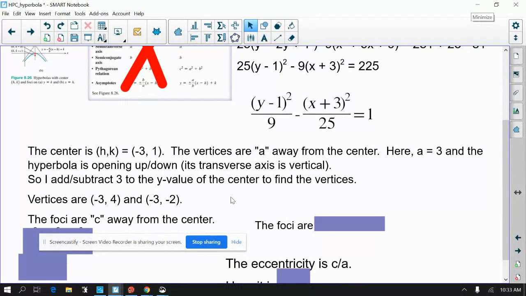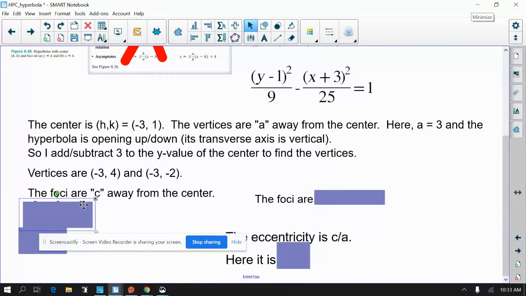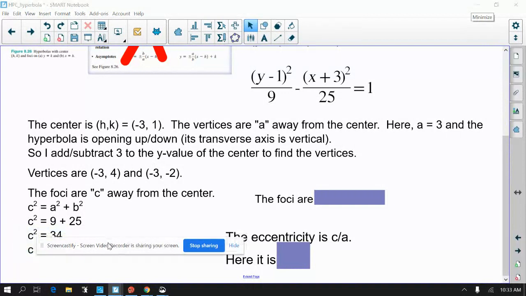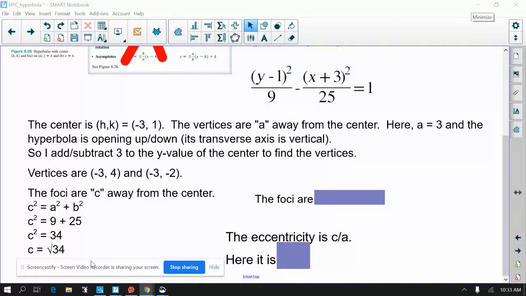The foci are c away from the center. And I don't know c, but c squared equals a squared plus b squared. And I know those. So c squared equals 9 plus 25, which is 34. So c is rad 34. And the foci are rad 34 away from the center, up and down, since this one's facing up and down. So I need to add rad 34 to 1 and subtract rad 34 from 1, which gives me this: negative 3, comma, 1 plus rad 34, and then 1 minus rad 34.